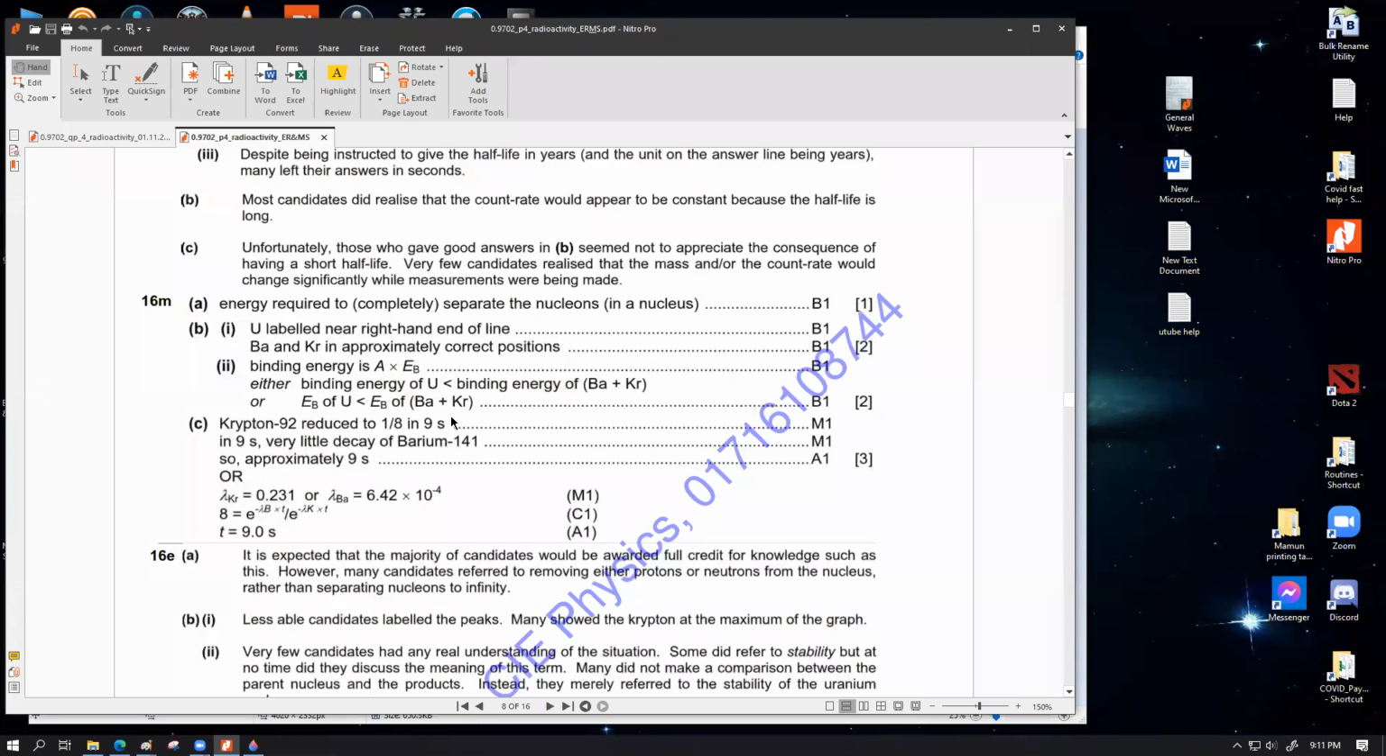The binding energy of a certain nucleus is given by the mass number times the binding energy per nucleon, which they have represented by EB. So either you have to write in words that the total binding energy of the uranium is smaller compared to the total binding energy of the barium plus krypton, which means the total binding energy of barium and krypton is bigger, proving that they are more stable.